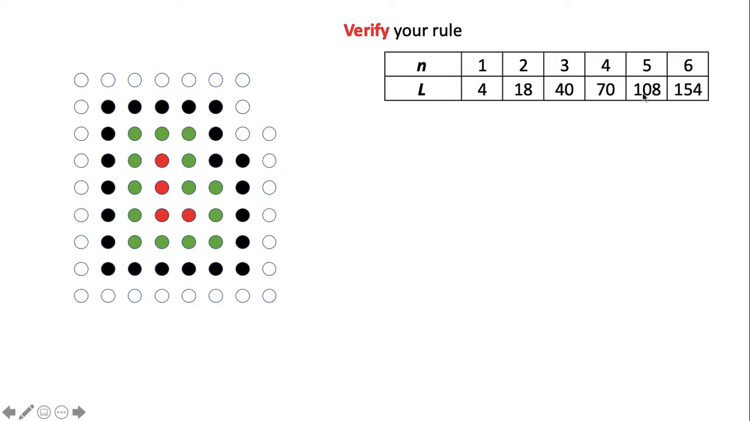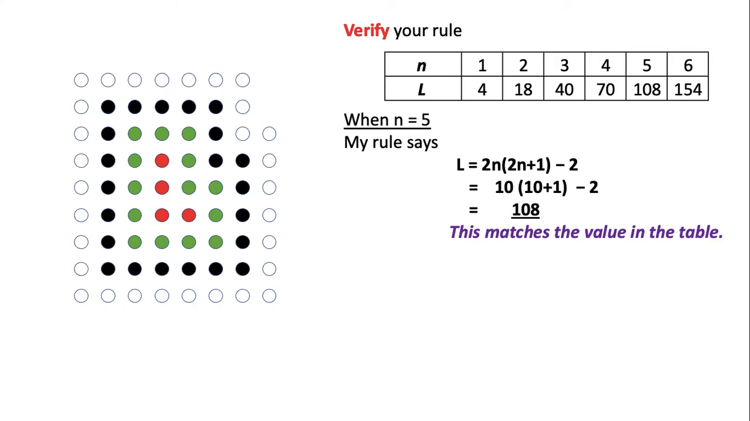And then when it says verify your rule, that's doing exactly the same thing, but just a bit further up the table, checking that it still works for the numbers that you filled in when you continued the pattern. So when n equals 5, clear heading, my rule says that stick in the number, 1 mark, 5 in this case, so 2 times 5 is 10, and you get 108 out. This matches the value in the table. So good clear communication all round.